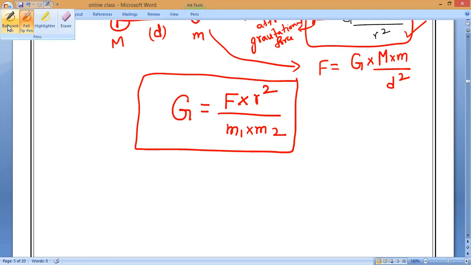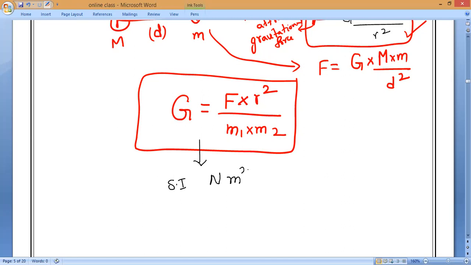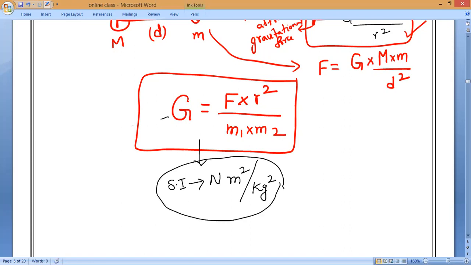And what is the SI unit of G? Anybody can tell me? Force is in Newton, distance in meter and squared, per kilogram into kilogram, so kilogram square. This is the SI unit of G. You cannot just memorize it; it is simple: Newton square meter per kilogram square is the SI unit of G. What is capital G, guys? Anybody can tell me? Universal gravitational constant.